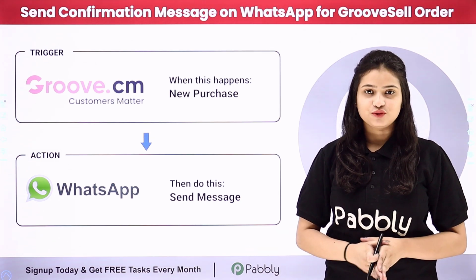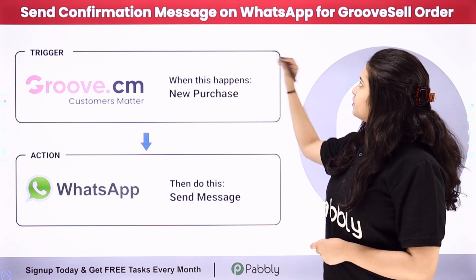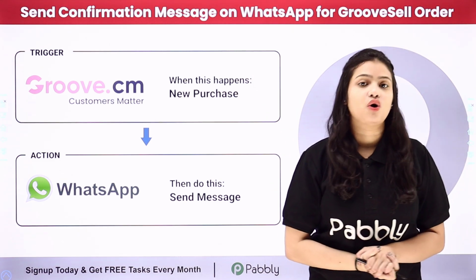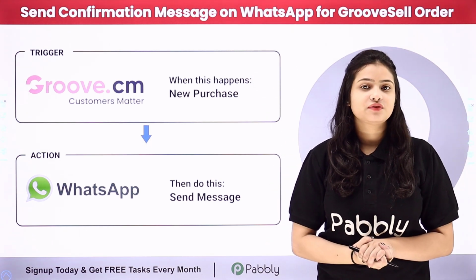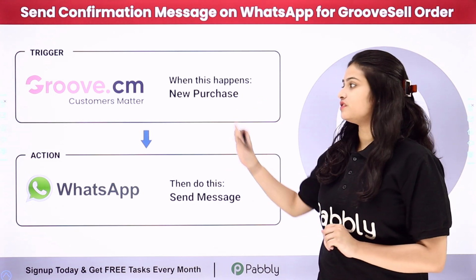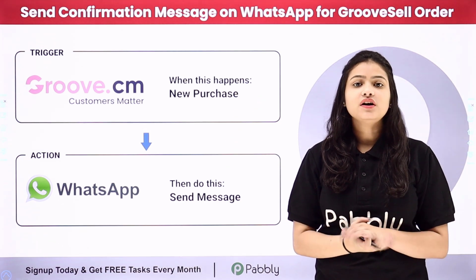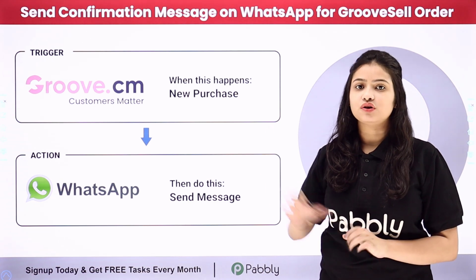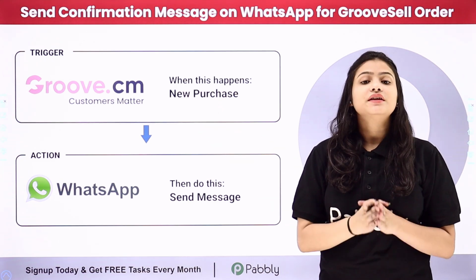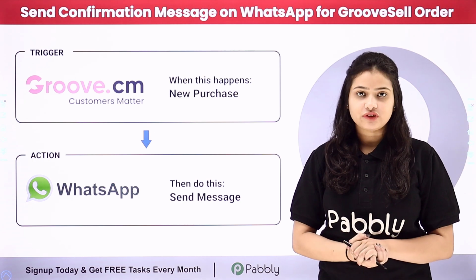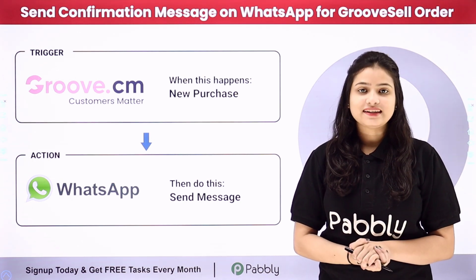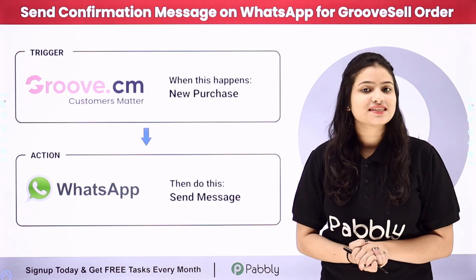In this video, we are going to learn how to send confirmation message on WhatsApp for GrooveSell order. So here I am selling my products with the help of an e-commerce store, that is GrooveSell, and my objective is that whenever a new order will be placed by a customer on GrooveSell for a particular product, then automatically I want to send a WhatsApp notification for the order confirmation to that customer. So how we are going to automate this entire process?